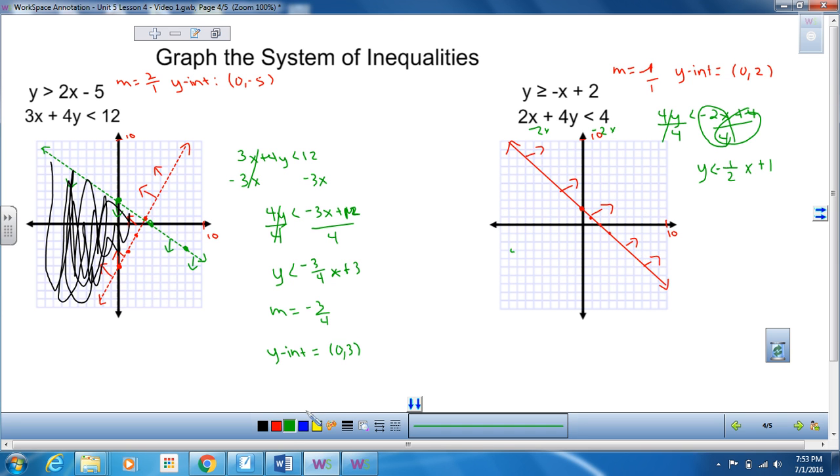Alright, now let me try to do this green one right now. So positive 1, and I'm going to go down 1 and right 2. Or I can go up 1 and left 2. Okay. So now let me draw that line. It is a dashed line because it does not have an equal to.